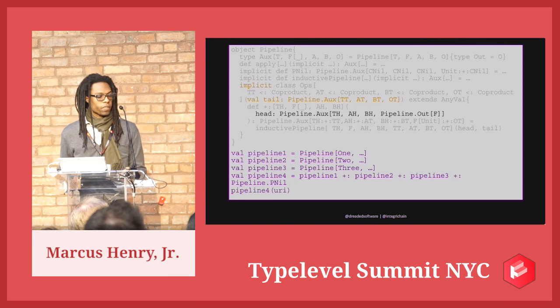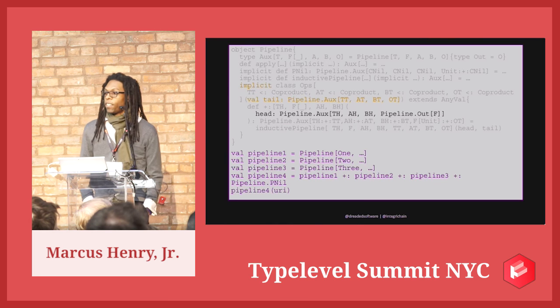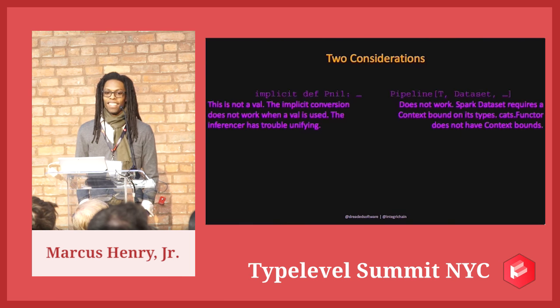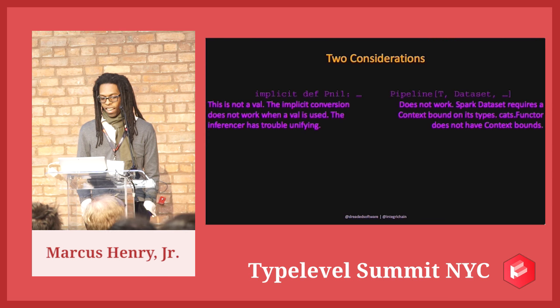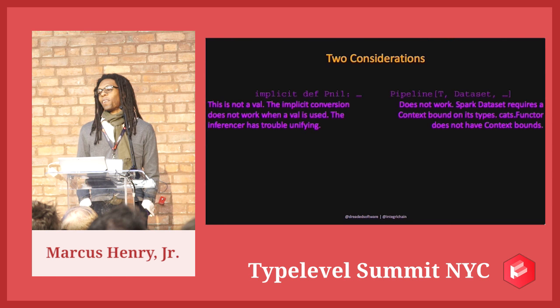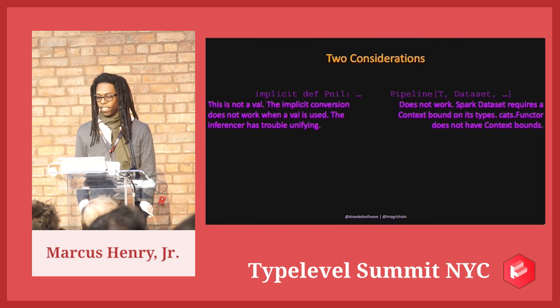So there are a couple of considerations here that I have. So we made pnil a def instead of a val. It doesn't take any arguments. Why did we make it a def? The implicit conversion would not work when it was a val. I found this out the hard way because it wouldn't compile. I had no idea what was going on, and I was randomly trying things to get it to work, because I figured mathematically, this works, it definitely does. And then one of the random things I tried was changing it to a def, and it just magically compiled after that.